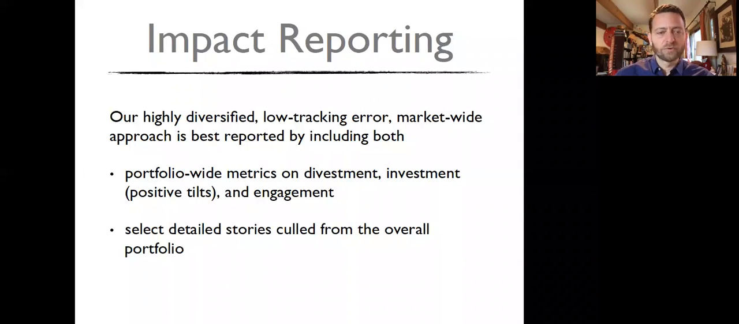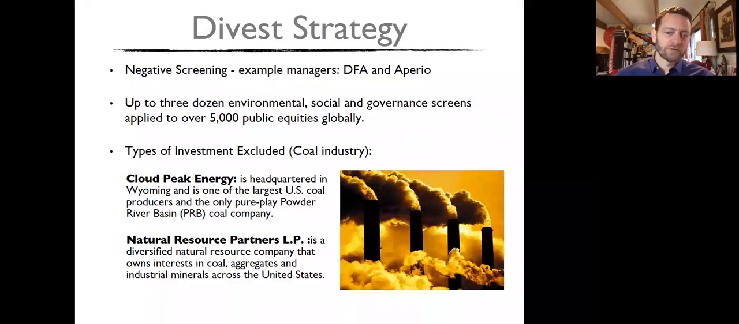As a result, what we report on are portfolio-wide metrics on divestment, investment, and engagement. And then we cull out certain stories from that reporting for the client to see. Next slide, Jess. So here's an example of one page of the divest reporting we would give a client out of probably 10 or 15 pages. There are about 3 dozen different ESG screens that could be applied across these two managers, DFA or Aperio, who's one of our approved separate account managers. In this client's case, one of their divestments was the coal industry. We gave them a couple of examples of companies they're not invested in.